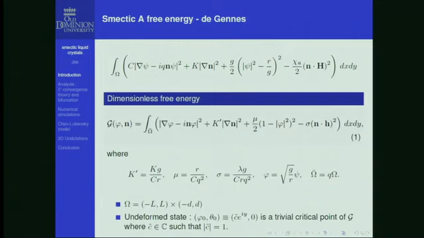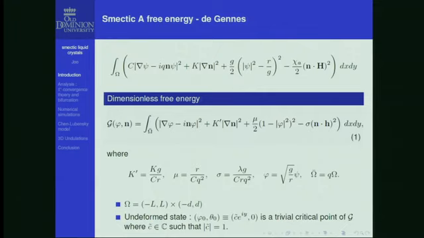So we don't want to identify this director and the perpendicular direction of the layers. So we want to keep both in our free energy. So this is my free energy for the smectic A, and it's a two-dimensional case, a rectangular domain. And then we make this non-dimensionalization of this.